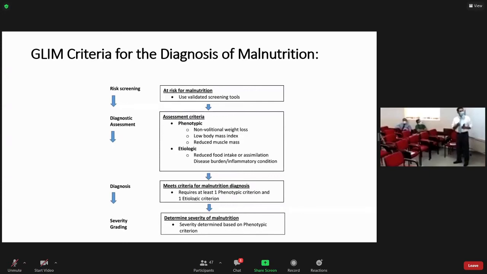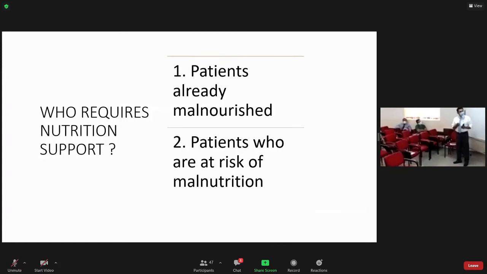Next slide, please. So, who requires nutrition support? Patients already malnourished or patients who are at risk of malnutrition. These are the 2 categories we have to intervene. Next slide, please.